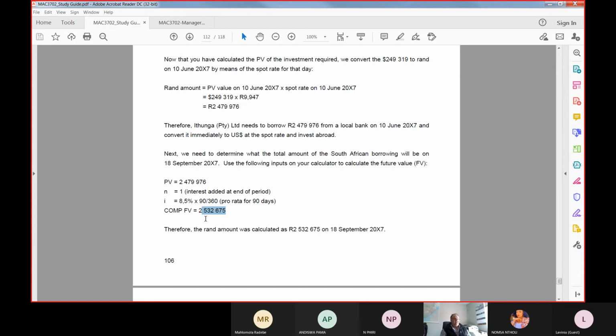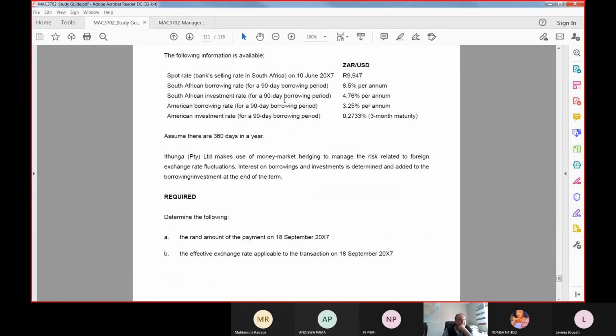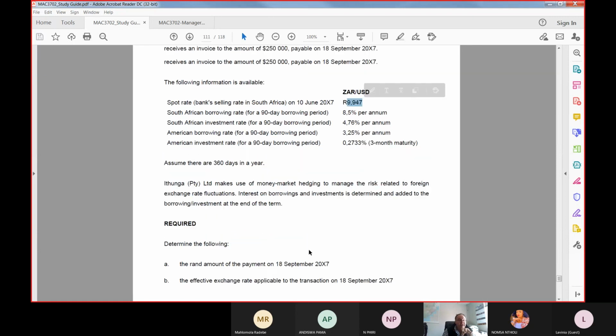Okay? So the effective rate, people, if you take your calculators now and take 2,532,675 and you divide that by 250,000 euros, gives you an effective exchange rate of 10 rand 0.13 to the dollar, not 9 rand 47. So you understand what they have done here?